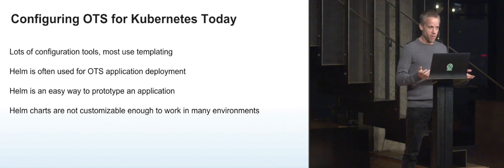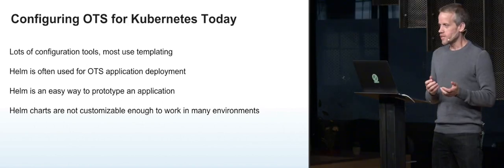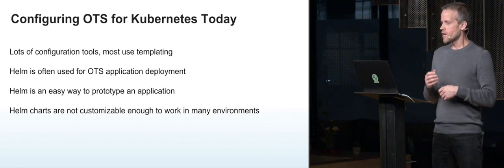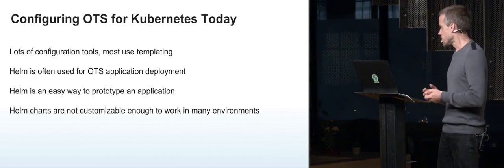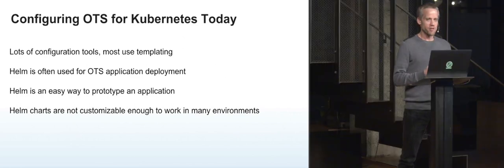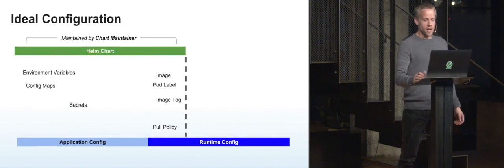Helm is actually a great way to prototype an application. It's really easy to do a Helm install of something that you're unfamiliar with, get it running as a prototype, a proof of concept, and validate that the application is going to work. But many Helm charts, when we actually get down to running them in production, don't have all of the necessary config that we need in order to run them inside our own clusters.